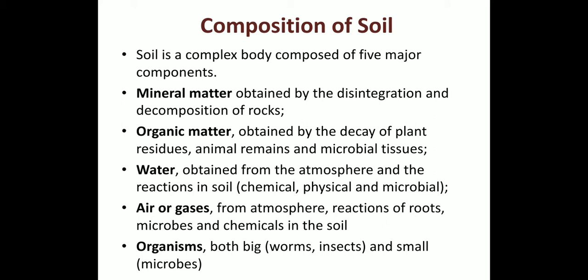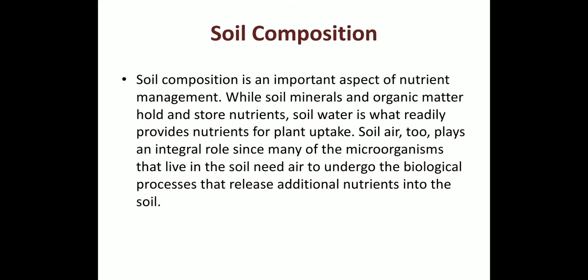So this way we can say soil is a complex body composed of 5 major components. It's not a simple structure that we can explain in one sentence, but it is a complex body composed of 5 major components. Soil composition is an important aspect of nutrient management. While soil minerals and organic matter hold and store nutrients, soil water is what readily provides nutrients for plant uptake.